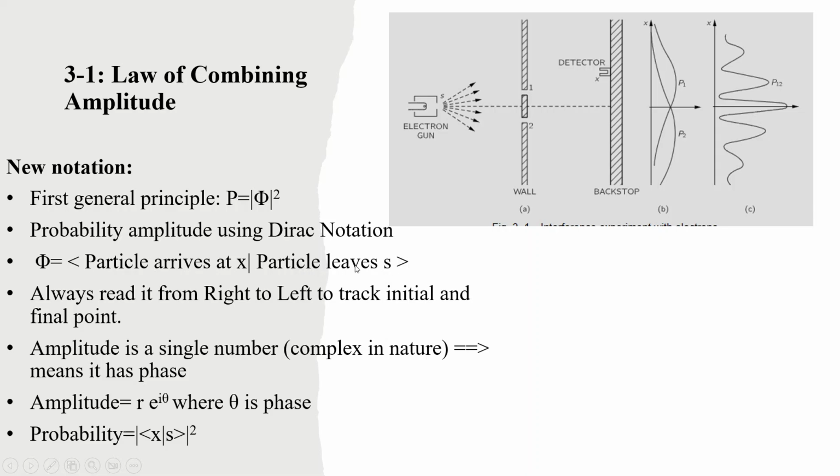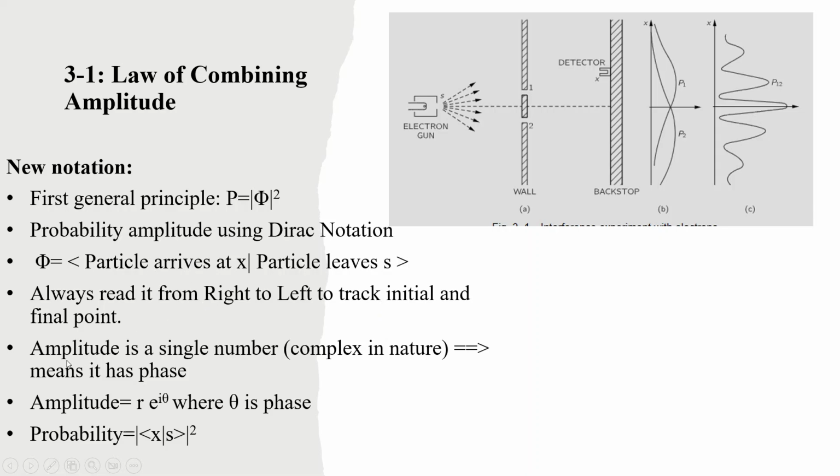So particle leaves from s means particle is leaving from here, and particle arrives at x means it arrives at this point. Okay, and this phi gives the amplitude. And when we take its absolute square, we get the probability. So please remember, always read it from right to left to track initial and final point.